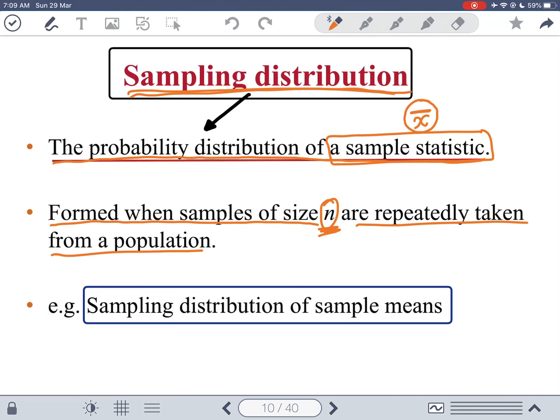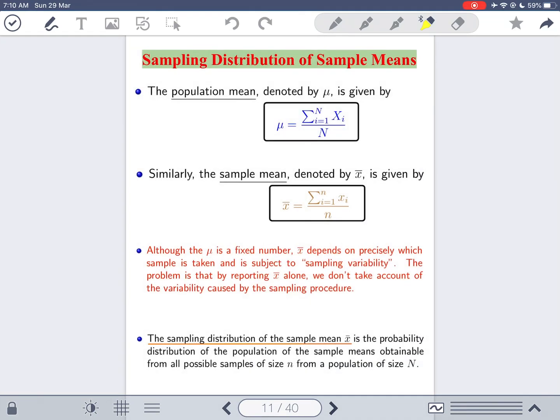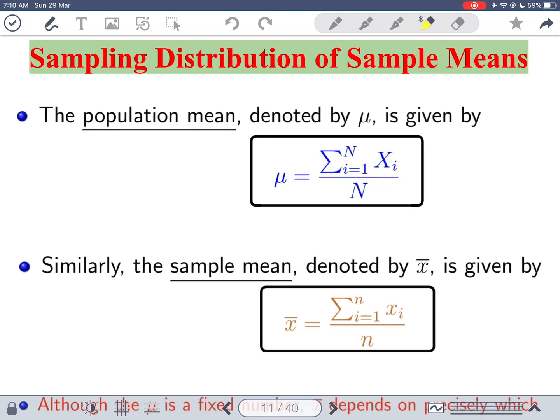When you decide on a number, that is the number that you should use for all the samples. And the most important example, and this is why we're doing this lecture, is we will study the sampling distribution of sample means. So it's kind of the average of the averages, or the mean of the means. That is the sampling distribution of sample means. You will see what I mean soon. Just to remind you, the population mean, if you remember, it's calculated by this formula.